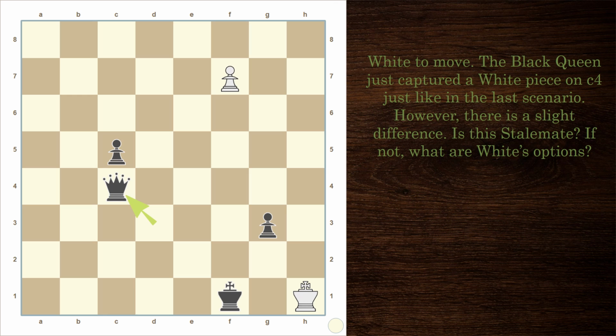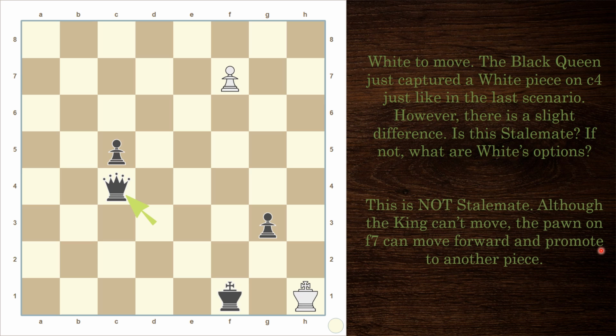Okay, here's an example very similar to our last example. The queen has captured a piece on c4. It's white's turn to move. However, there's a slight difference. So is this stalemate? And if not, what are white's options here? So please, again, pause your video, and hopefully you've done so.